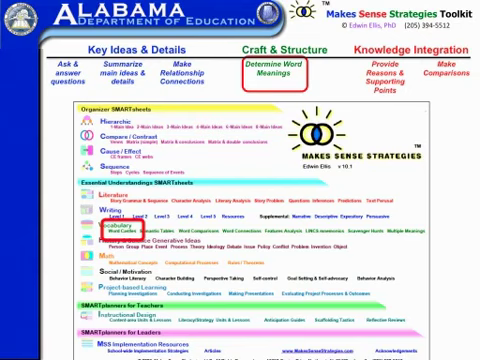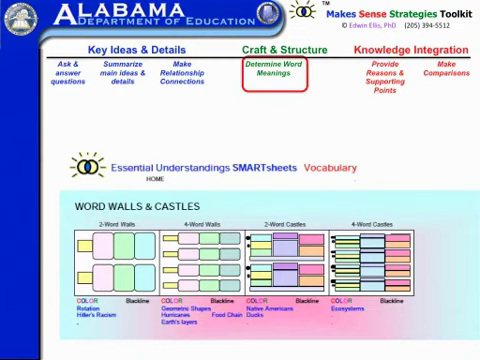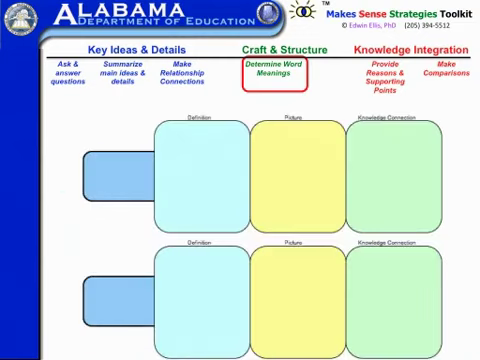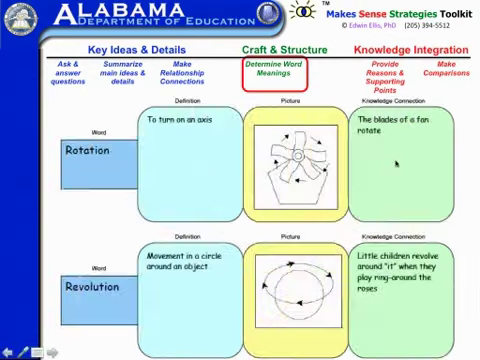Word castles is another set of smart sheets that are pretty cool. The Two Word Walls is one of those. What you have is a term, what's the definition of the term, a picture, and a knowledge connection. And this illustrates that.